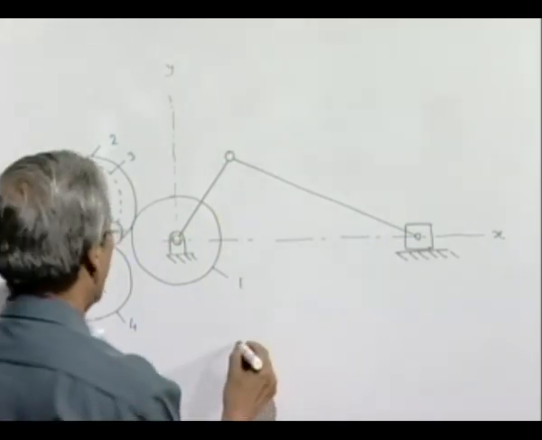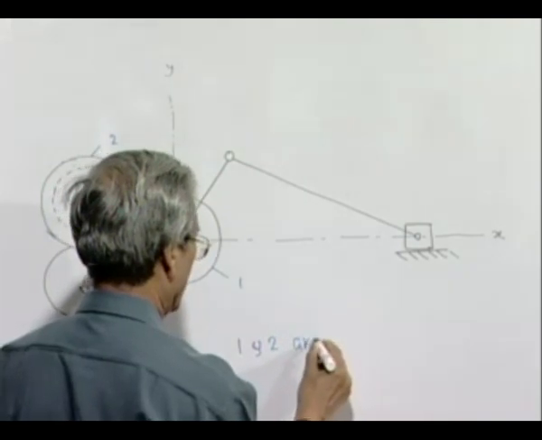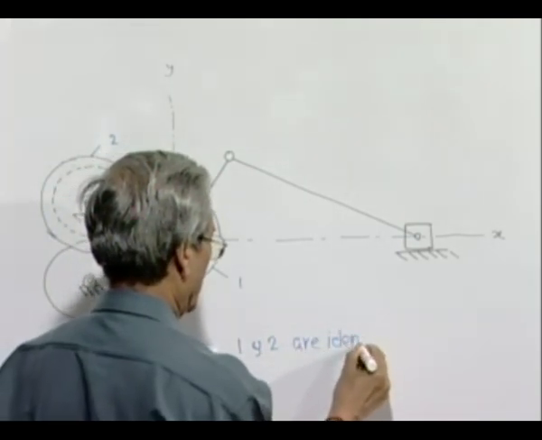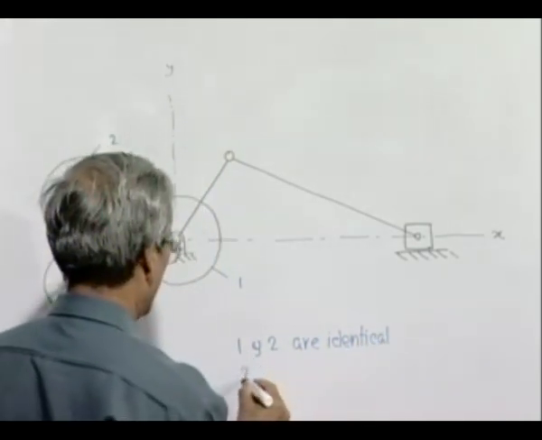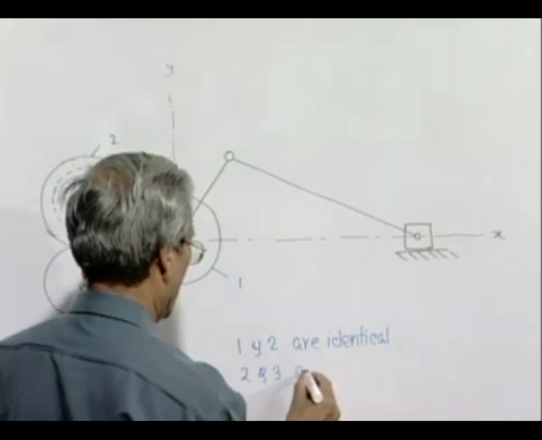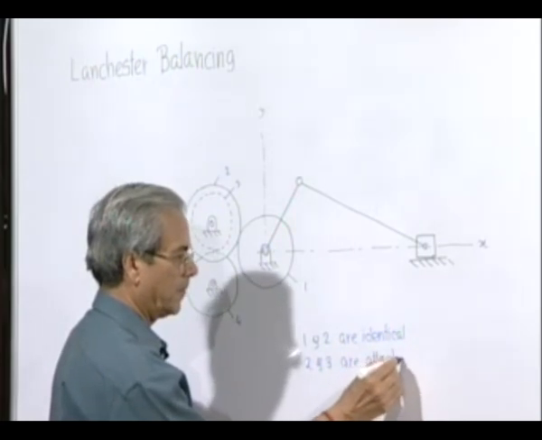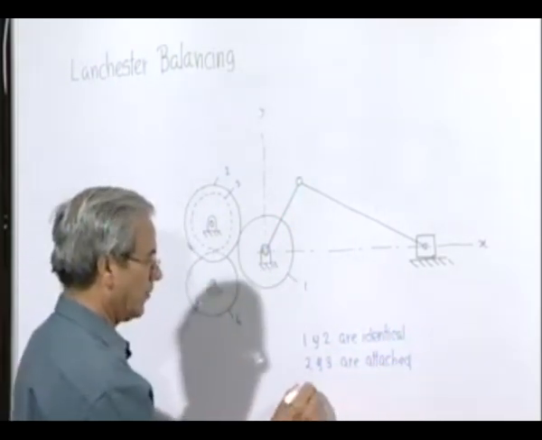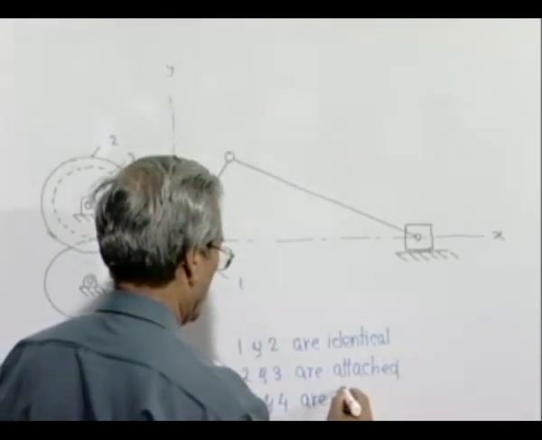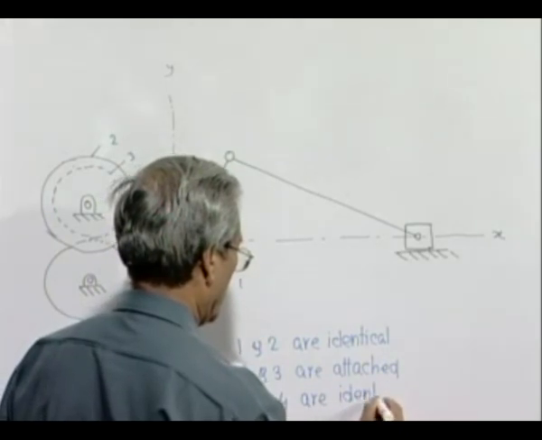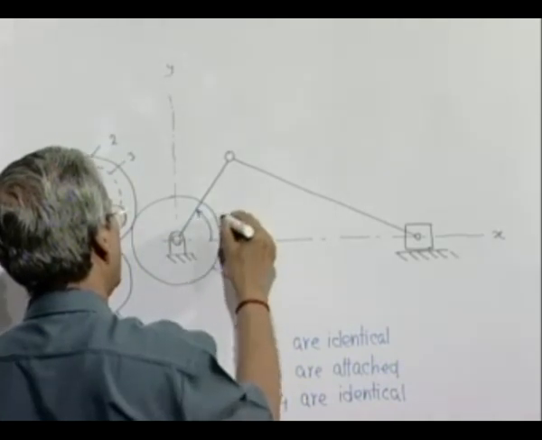So here 1 and 2 are identical. Then 2 and 3 are attached. 3 and 4 are identical. Now, this angle is theta.